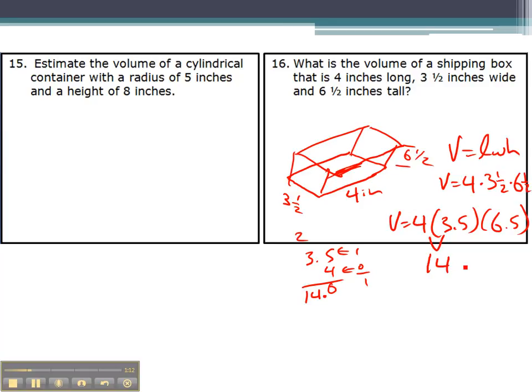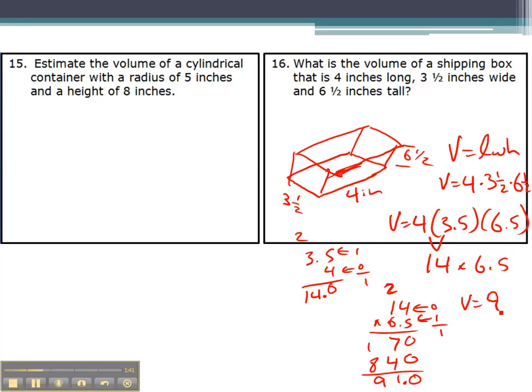So this is 14 times 6.5. I'm ignoring the decimal. 4 times 5 is 20. Carry the 2. 1 times 5 is 5. Plus 2 is 7. Now I'm in the tens place. 4 times 6 is 24. Carry the 2. 1 times 6 is 6. Plus 2 is 8. 0, 11. Carry the 1, 9. No decimal places here. 1 decimal place here. 1 in our answer. So the volume equals 91.0 or 91 inches cubed.